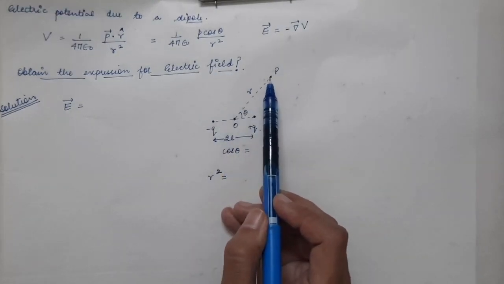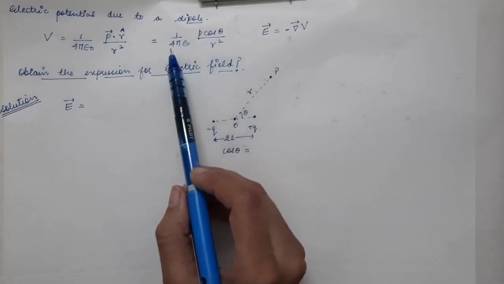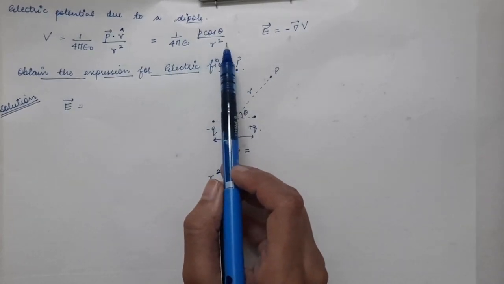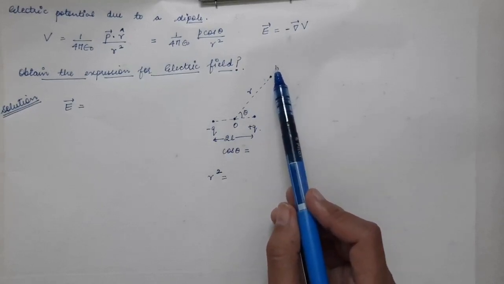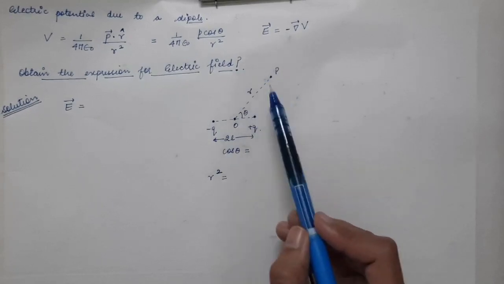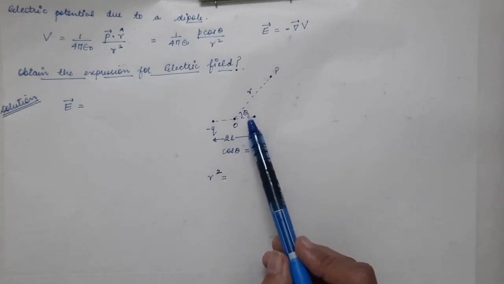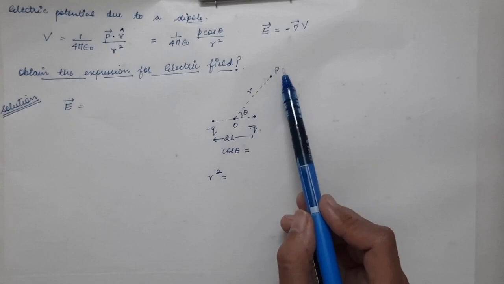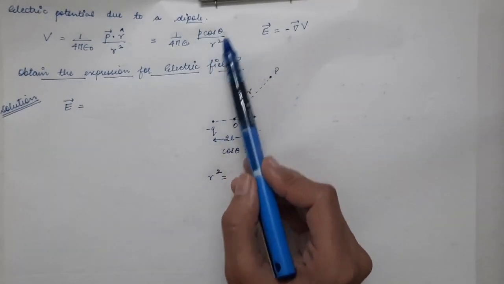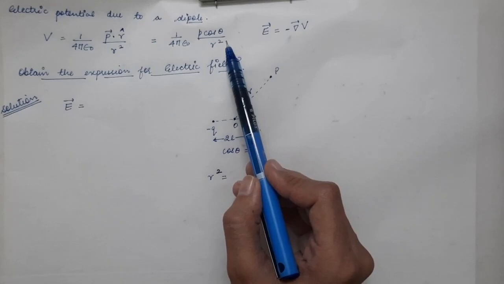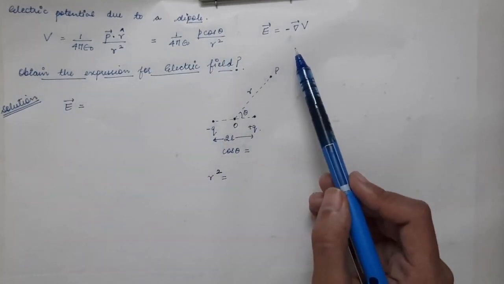At this point we know the expression of potential, that is given by p cos theta divided by 4 pi epsilon naught r square. As you change this observation point, r will change as well as theta will change. So on changing the observation point, theta and r both will change. Therefore potential will change as you change the observation point.